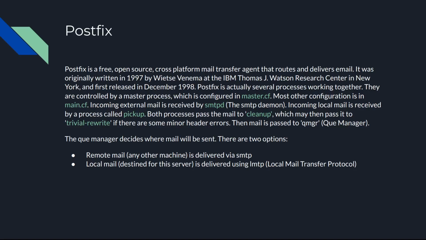Incoming external mail is received by SMTPD, the SMTP daemon. Incoming local mail is received by a process called pickup. Both of these processes will then pass the mail to cleanup, which might pass it to trivial rewrite if there are some issues with the headers that they can fix. And then the mail is passed to the queue manager. Once the queue manager gets it, it decides where to send it. There are two options. If it's remote, for any machine other than the local one, then it's going to be delivered using SMTP. If it's local, destined for this mail server, then it's going to be delivered using LMTP.